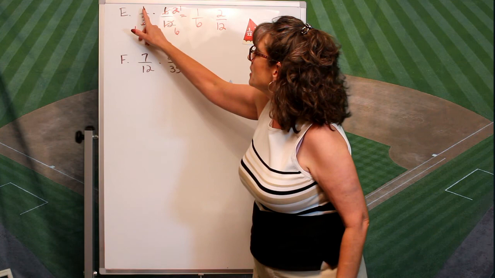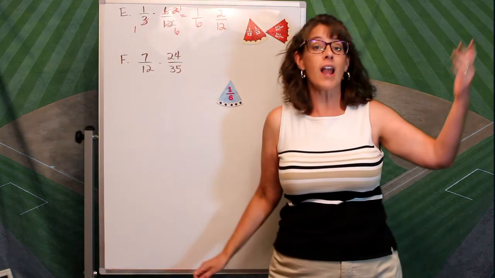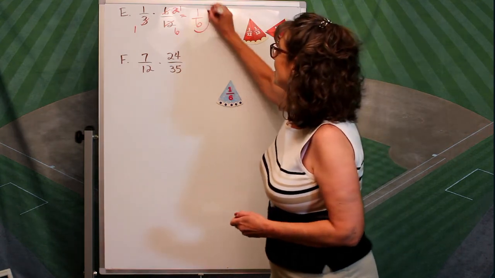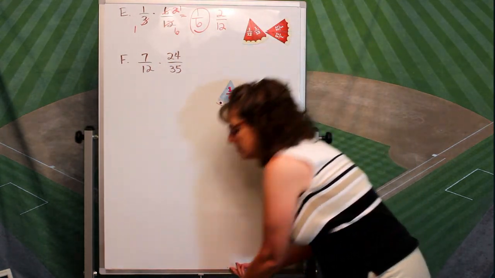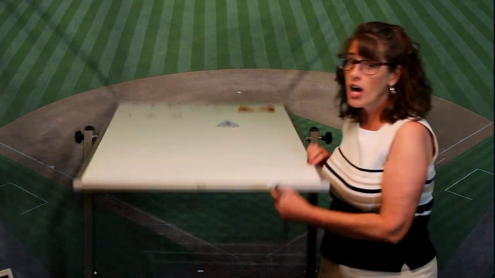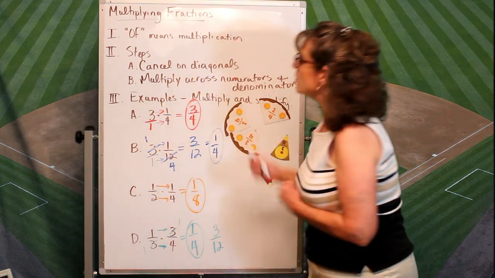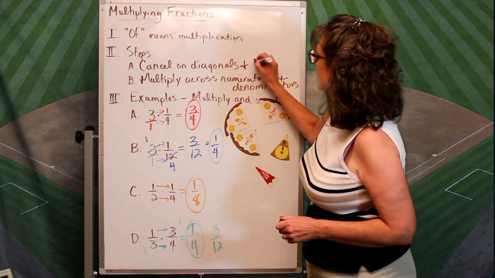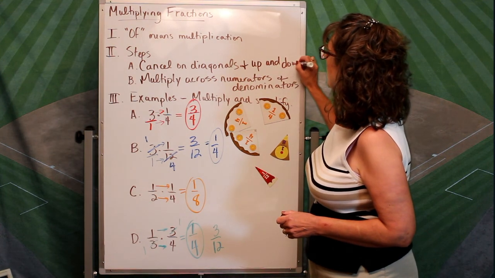So I'm going to multiply straight across here. 1 times 1 is 1, 1 times 6 is 6, voila, there it is. So see, that first step, like I said, quite frankly, it really should not just be canceling those diagonals. It should also say cancel on the diagonals and up and down. Include that up and down.